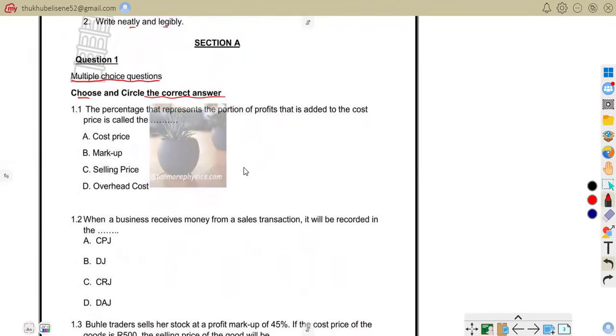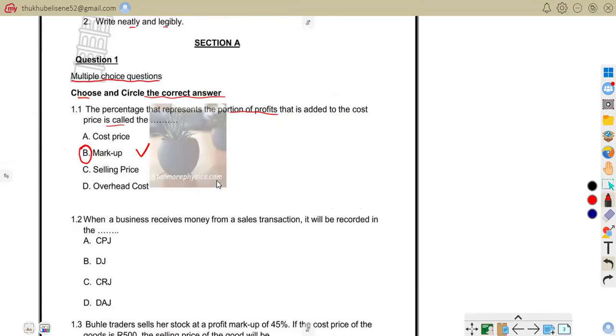Like I said, it's a multiple choice question. It says 1.1, the percentage that represents a portion of profits that is added to the cost price is called. We are given 4 options and we are to give the correct answer out of the 4 options. The correct answer there is B, markup.